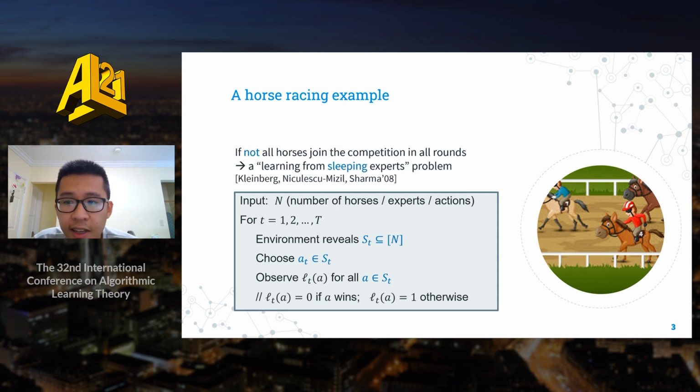This problem can be exactly cast as a sleeping expert problem, first introduced by Kleinberg et al. in 2008. In every round, the environment first reveals the available action set S_t in that round, and the learner is only allowed to choose an action A_t from the available action set. Then the learner suffers loss l_t of A_t. In the horse racing example, S_t is the set of horses that are involved in the competition in that round, and A_t is the prediction you made for that round. If the horse A wins, we set l_t of A to be 0, otherwise we set it to be 1.